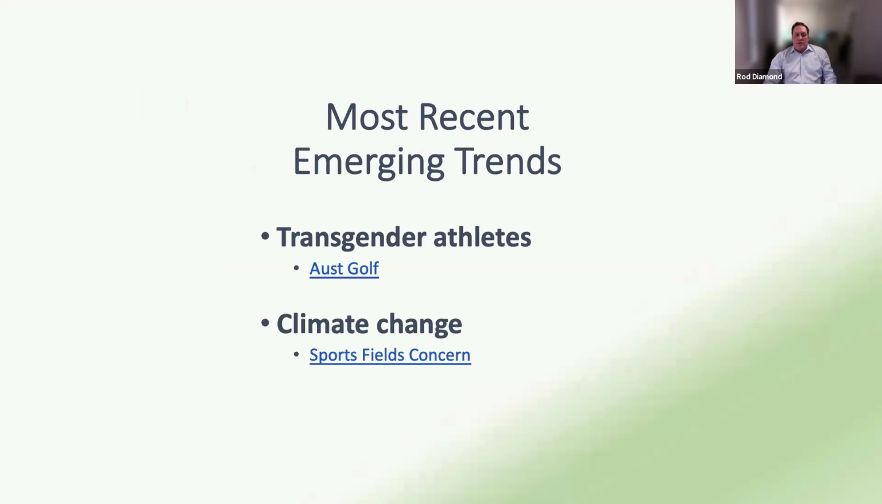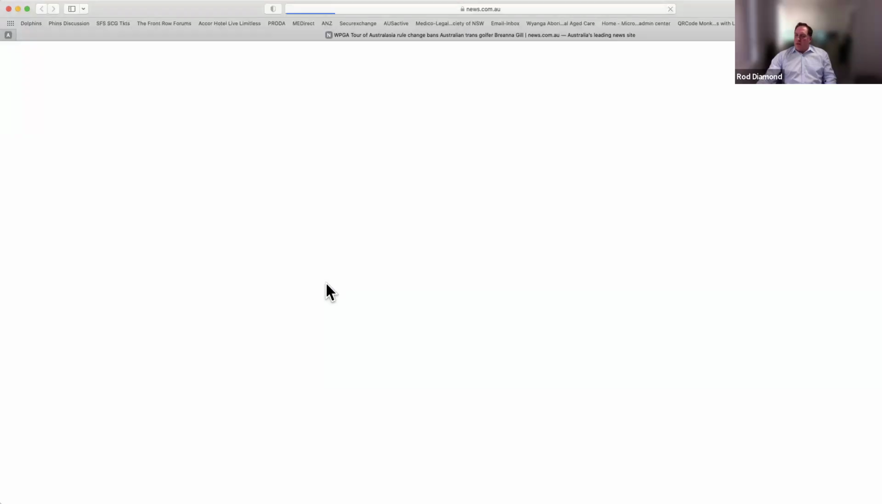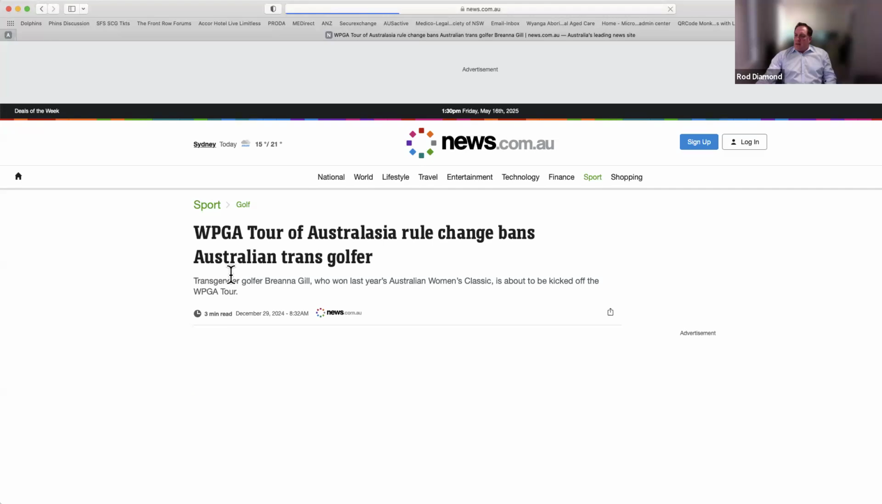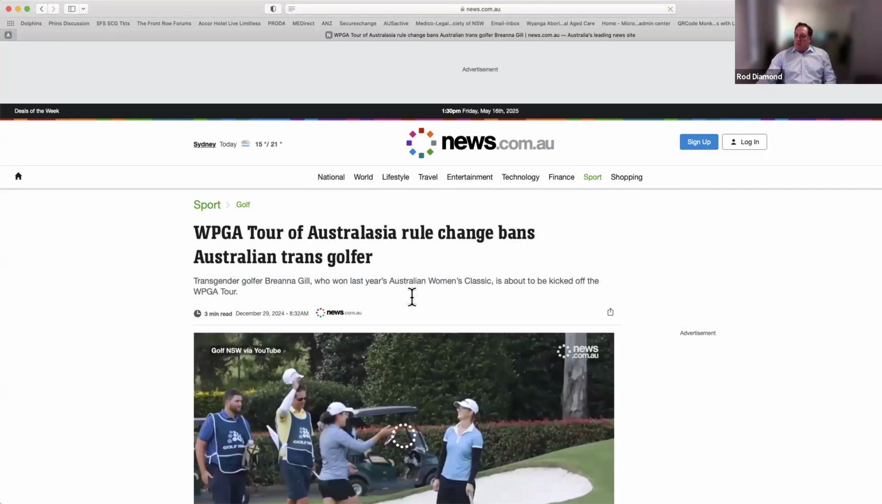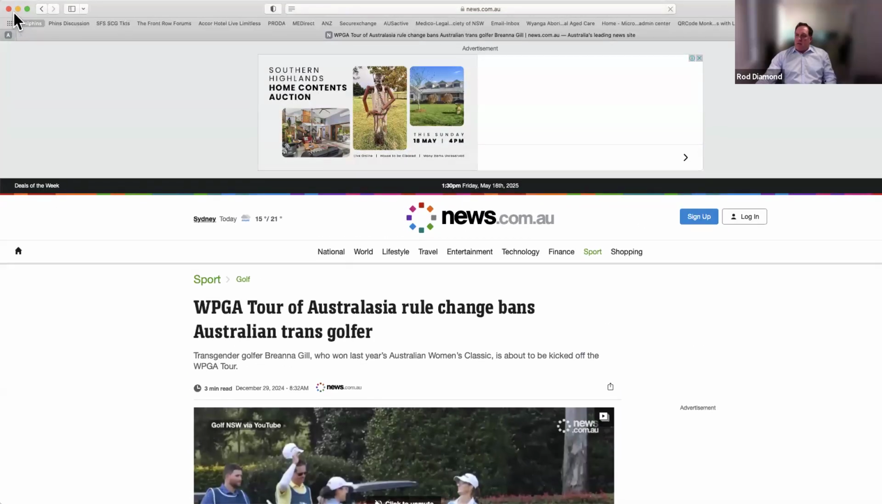The next area is the most recent emerging trends we find in the sports world are two: transgender athletes and climate change. And again, there's a couple of links there, one to the Australian Golf article that was, I believe it was in January this year, that Golf Australia brought out a ruling that they are banning Australian women transgender golfers. So that was, sorry, in December, 6 months ago. That article you can read.